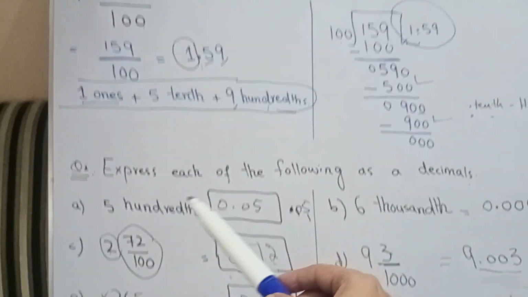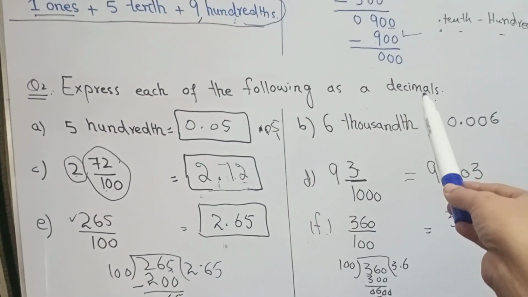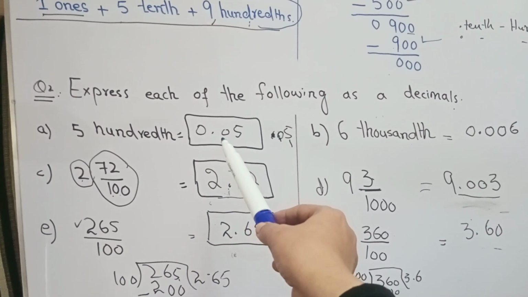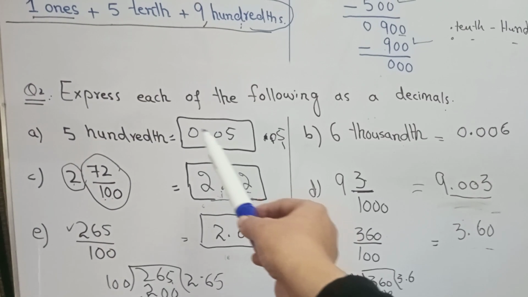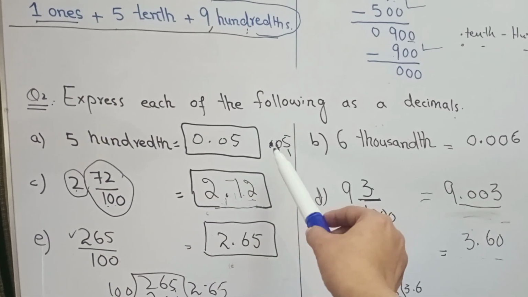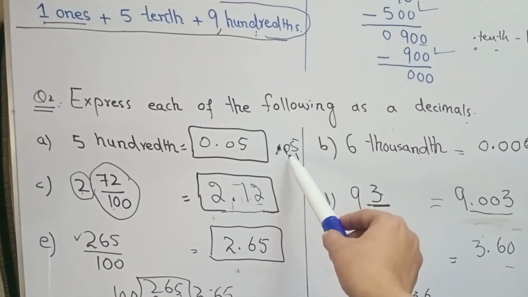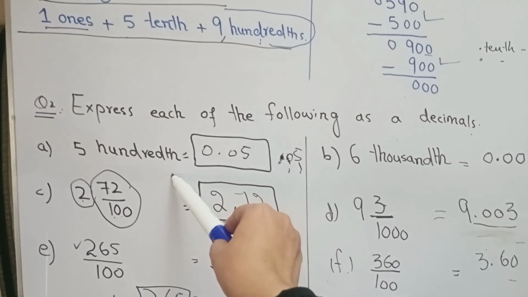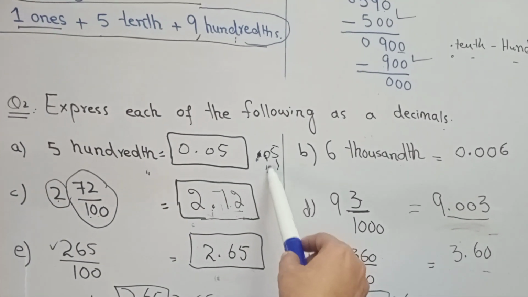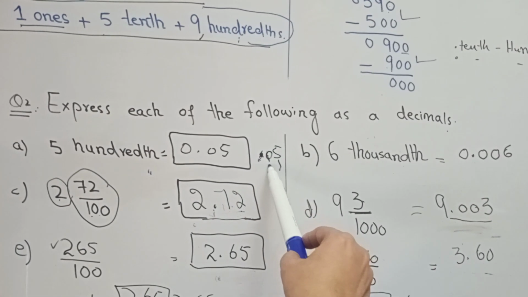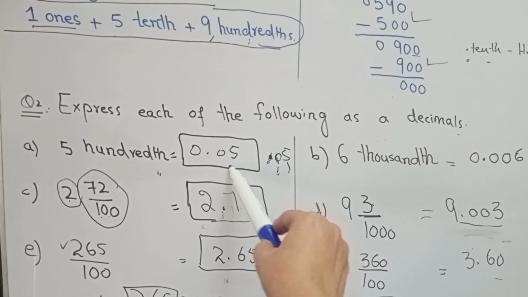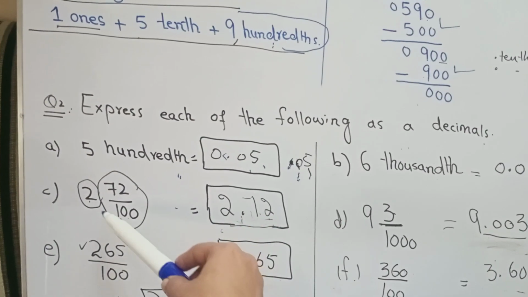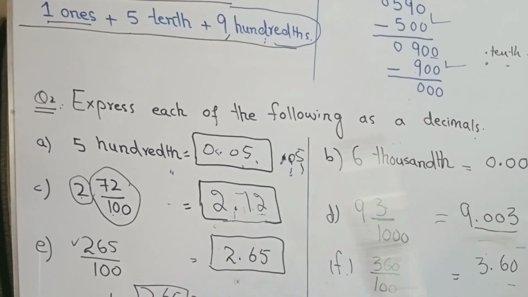Then express each of the following as decimals. Here we have 5 upon 100. That means it is a decimal fraction, and you must write it in this way. First of all, suppose here is a decimal point, and what comes after the decimal? Tenths, and then hundredths. Here tenths is missing and we have only hundredths, so at the place of tenths we have to consider 0. Now we write at last 0.05.